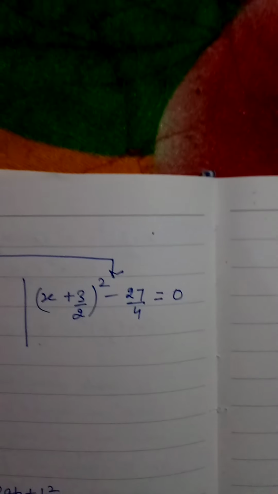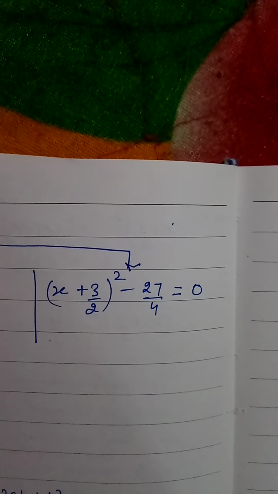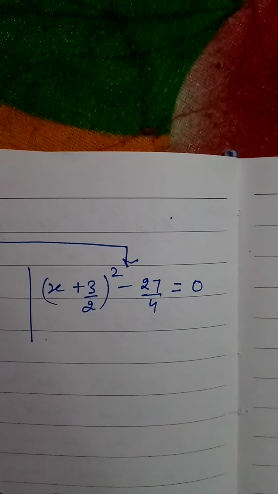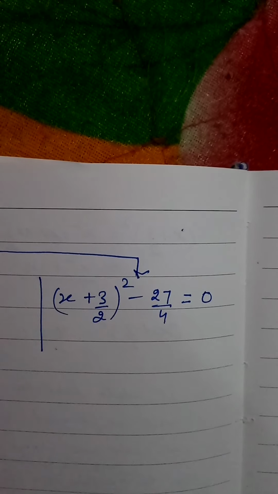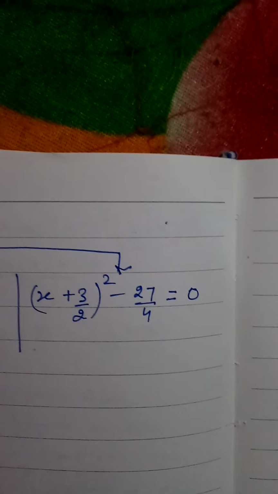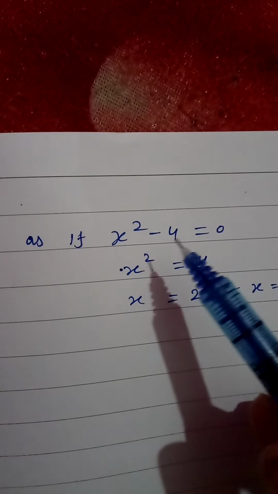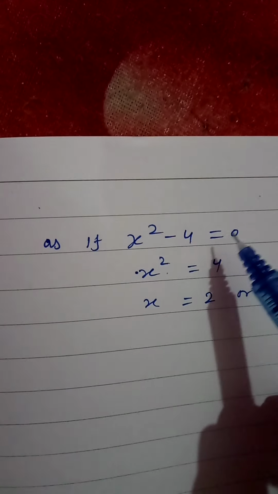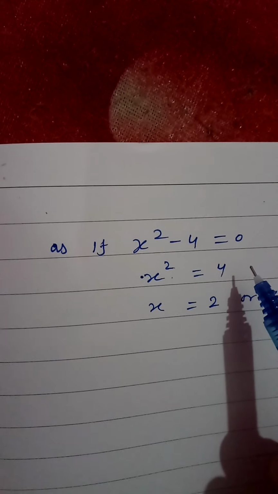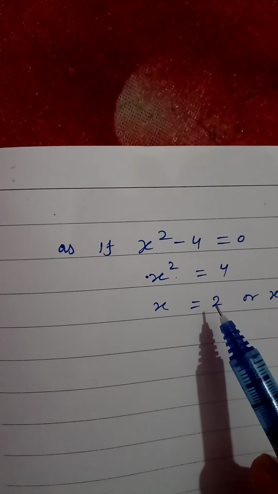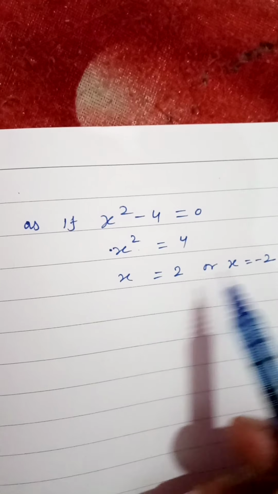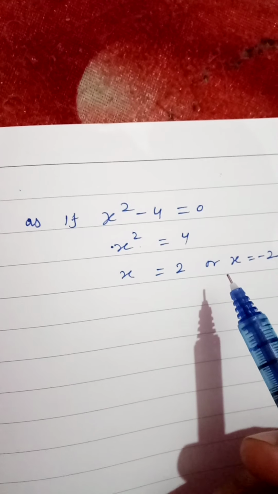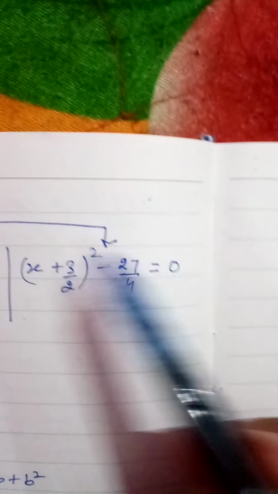Now, look at another equation: (x plus 3 by 2) whole square minus 27 by 4 equal to 0. Now tell me, can you solve this equation? Well, the answer is yes. You can solve this equation because this is similar to as if you have x square minus 4 equal to 0. You can solve this by shifting minus 4 to that side and x equal to 2 or x equal to minus 2. Even without factorizing, you can find out the two values of x. Similarly, you can solve this equation.